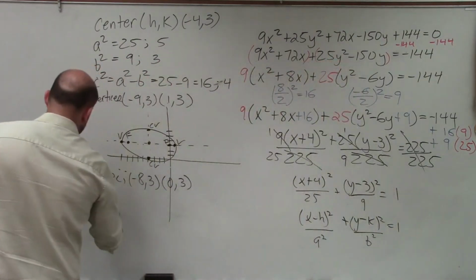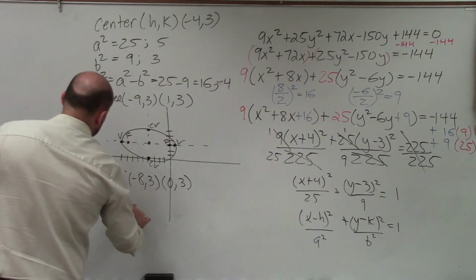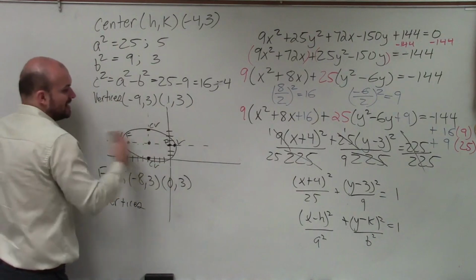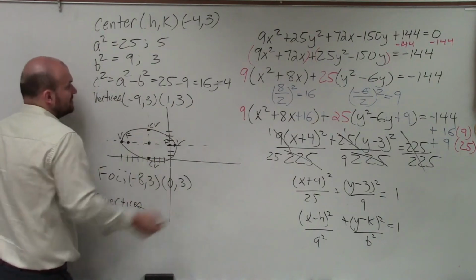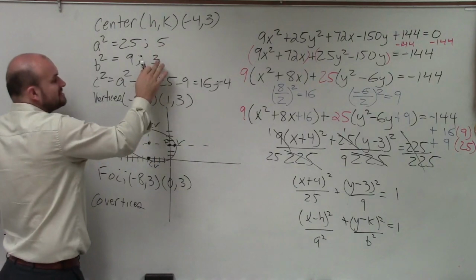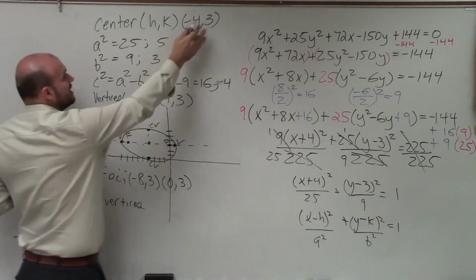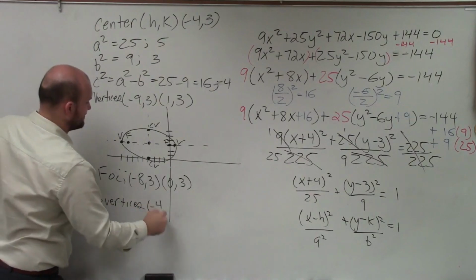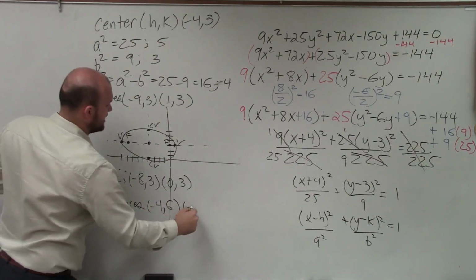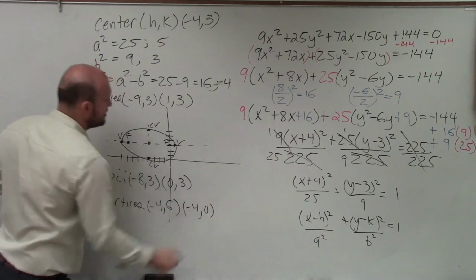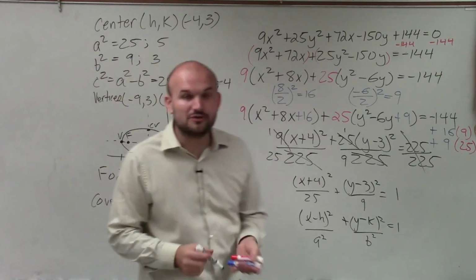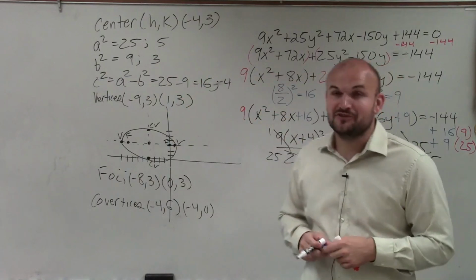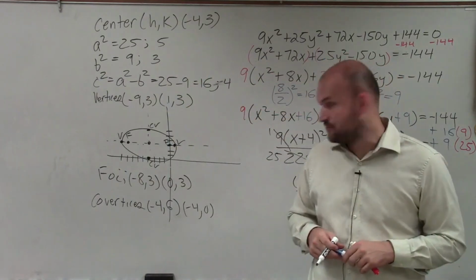And the last thing is our co-vertices. Now, our co-vertices are going up and down. So therefore, they're not going to change horizontally. They're only going to change vertically. So I go to my distance from my center to my co-vertice is 3. And I'm just going to add and subtract that to 3 as negative 4 remains the same. So I have negative 4, 6, and negative 4, 0. So there you go, ladies and gentlemen. That is how you graph an ellipse by writing it into standard form and then identifying your vertices, foci, and co-vertices.